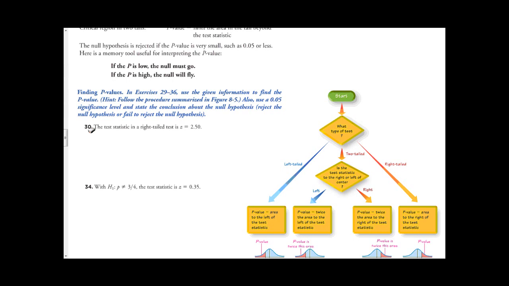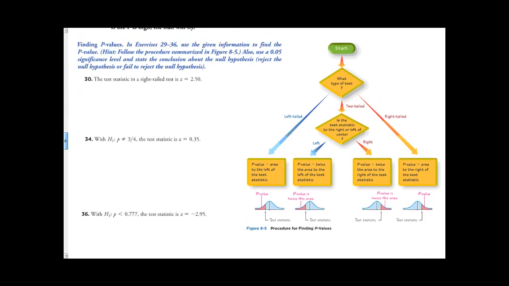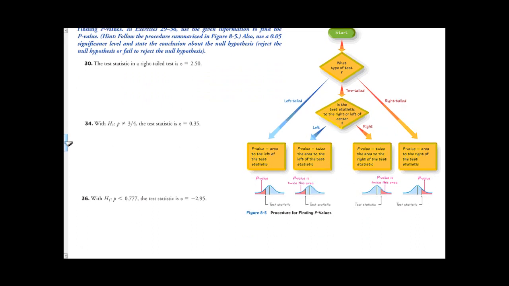And here's a little saying that Shriola likes. He says if the p is low, the null must go. If the p is high, the null will fly. All right, so if the p-value is too low, we toss out the null hypothesis. If the p-value is high enough, we keep the null hypothesis. So that's how we use the p-values. Here's how we're going to find them.